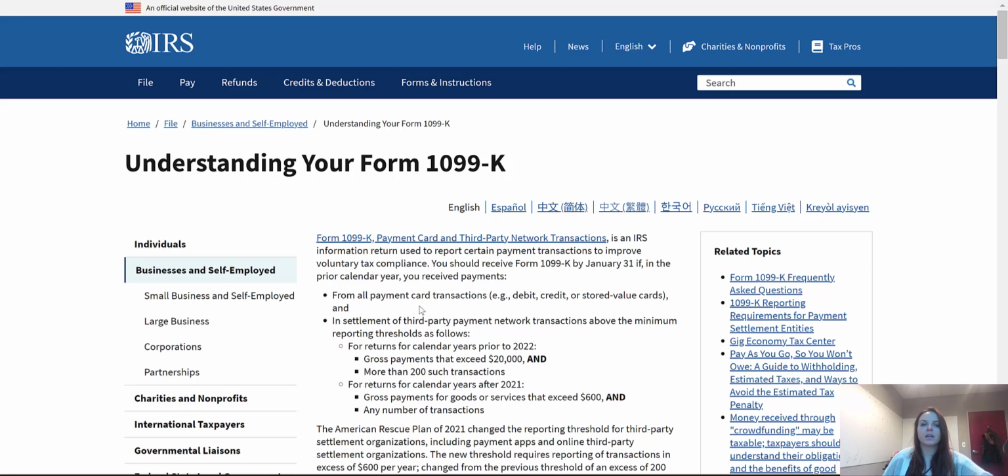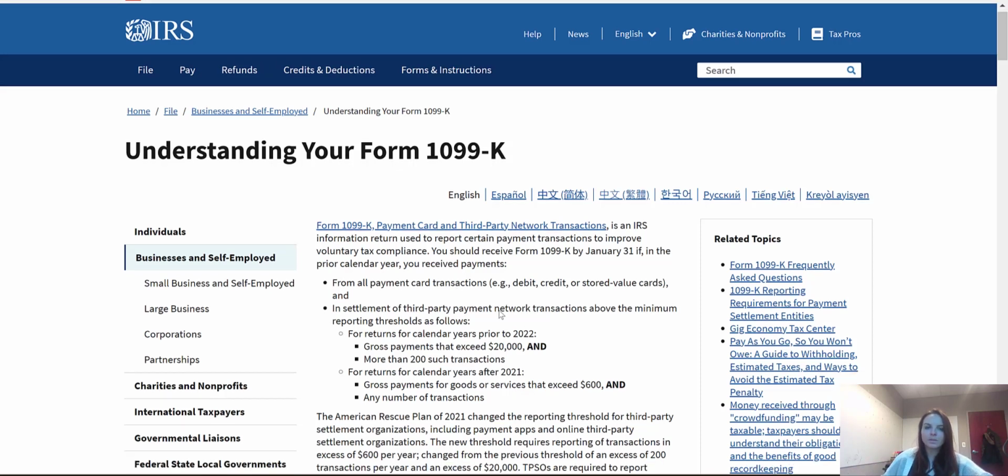So if you're using a company like Stripe, like Square, like PayPal to manage your transactions, you will receive a 1099K. And there's a lot of questions about how 1099Ks work because there's been a recent change to the threshold for 1099Ks. So I'm going to talk to you about what 1099Ks are, that change in the threshold, and what you need to be doing with your 1099Ks.